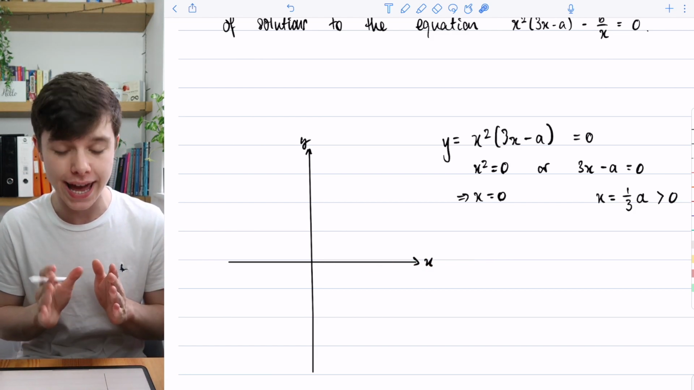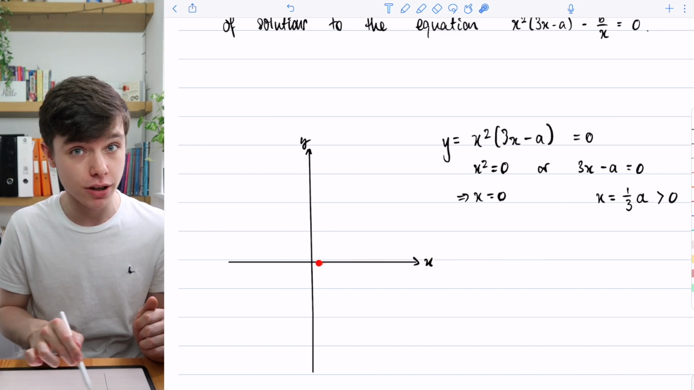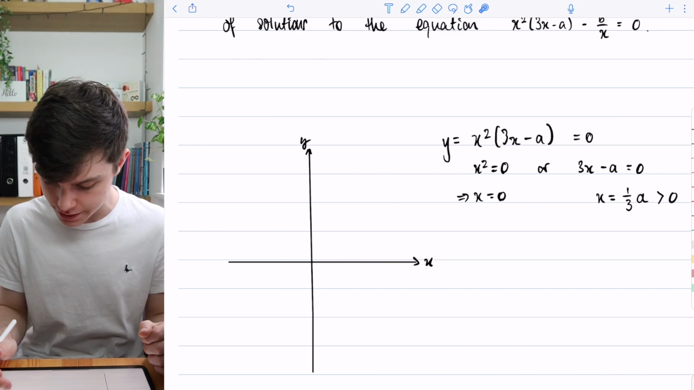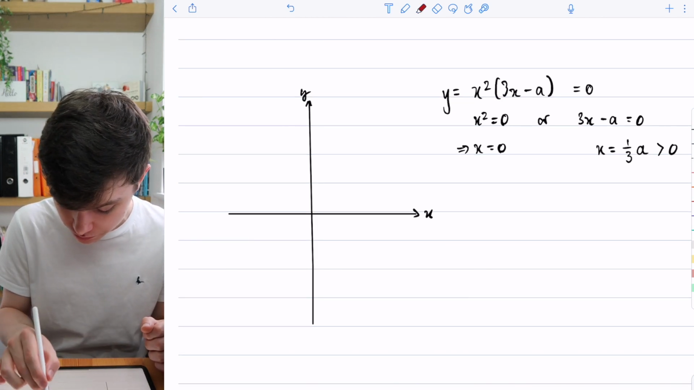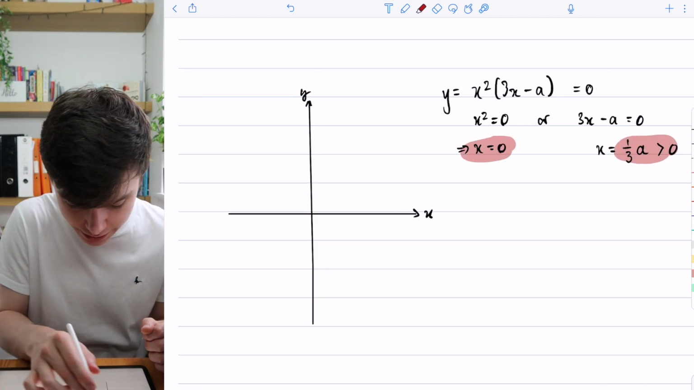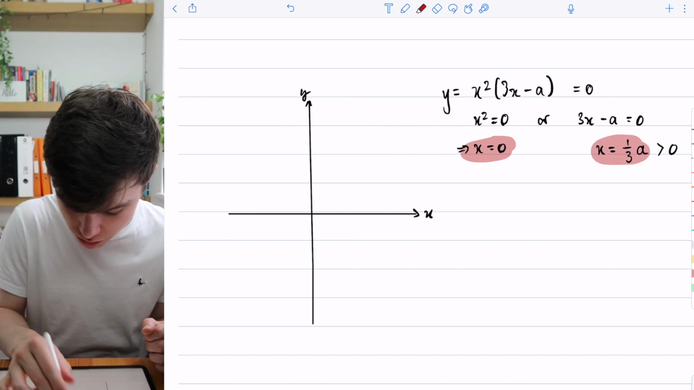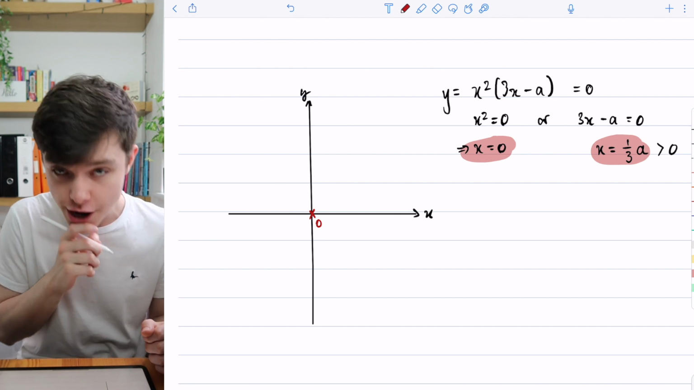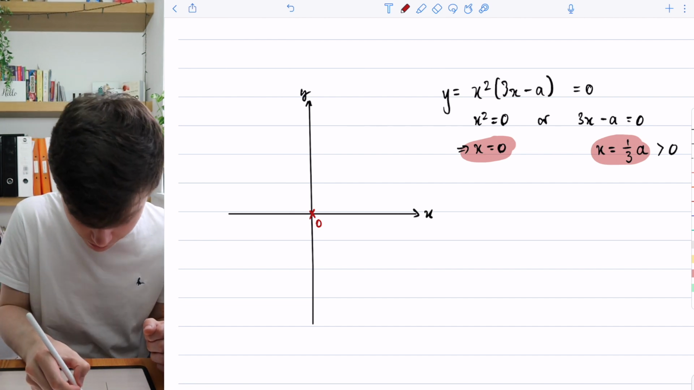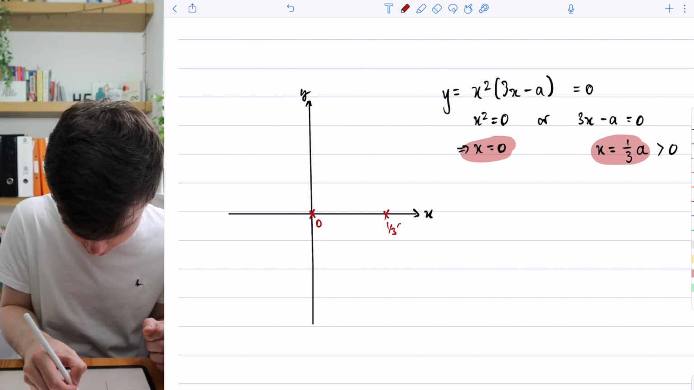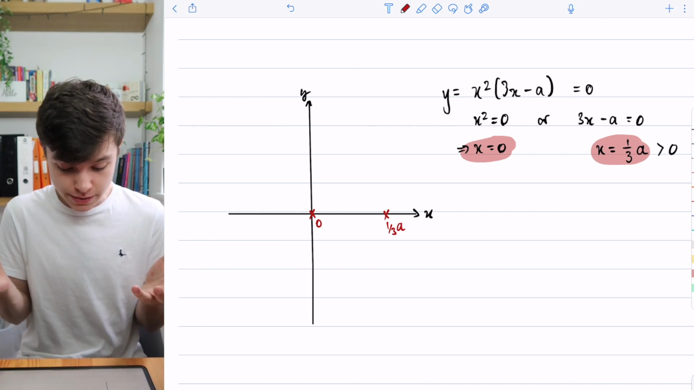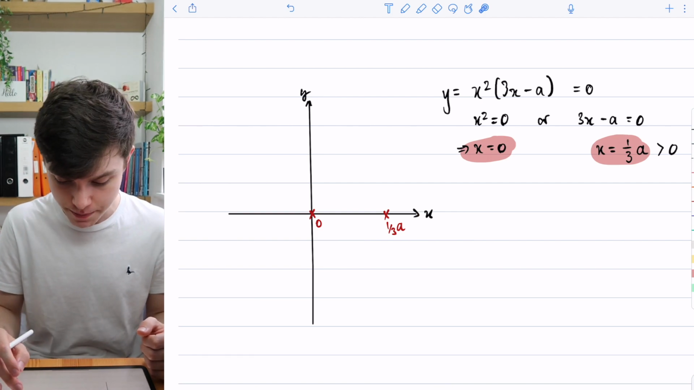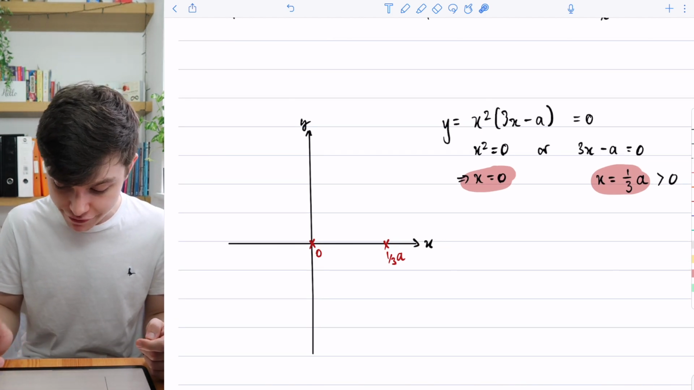We don't know what a is, so we can put it anywhere along here. We have no scale on the graph. Okay, so we have one of the roots, and I'll highlight these in red: one of them at x is equal to 0, and another at a third a. So I'll just write that, a third a there. Don't know what a is, so I'm just going to put a third of a on the x-axis there. Okay, now let's consider what the graph actually looks like.